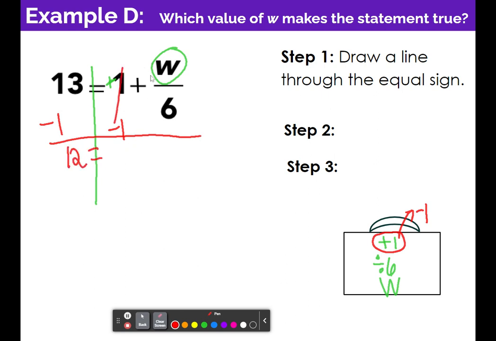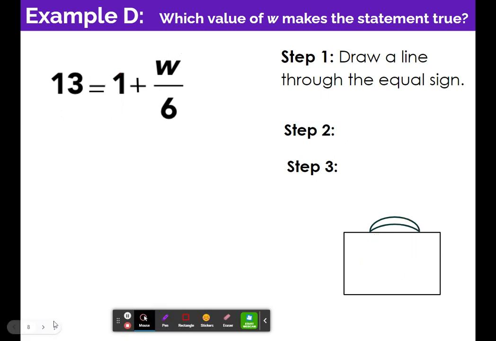And I'm left with W divided by 6 over here. Don't forget about the dividing by 6. We haven't gotten rid of that yet until we unpack him and make him a times 6. So I'm going to multiply both sides by 6. And 6 times 12 is 72. And W divided by 6 times 6 is just 1W.